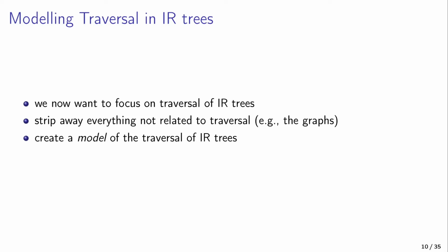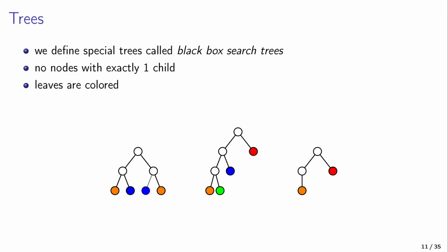And what is so nice about this model is that I can now give you the model in all of its detail without ever having to explain the IR paradigm properly. For the model, we first need to define special trees which model our IR trees. We call these trees black box search trees, and they have two important properties. The first is that no nodes have exactly one child, and the second is that all leaves are colored.